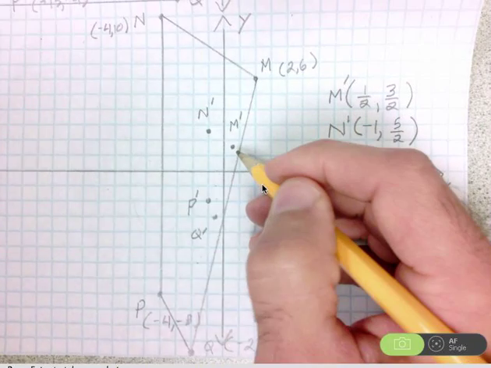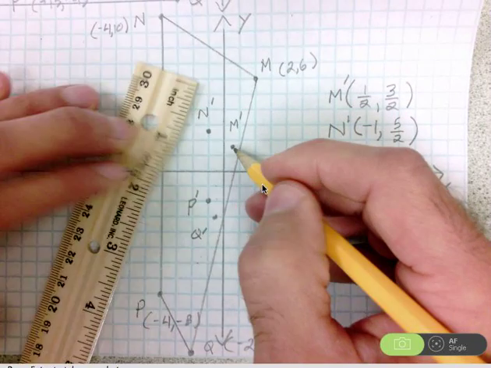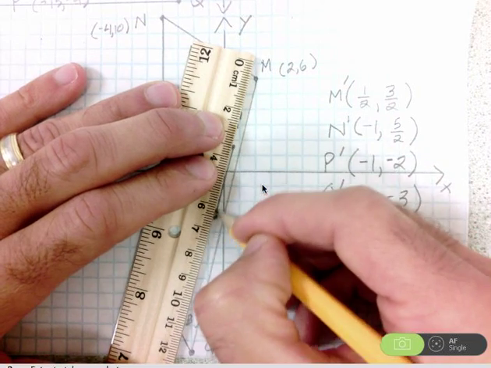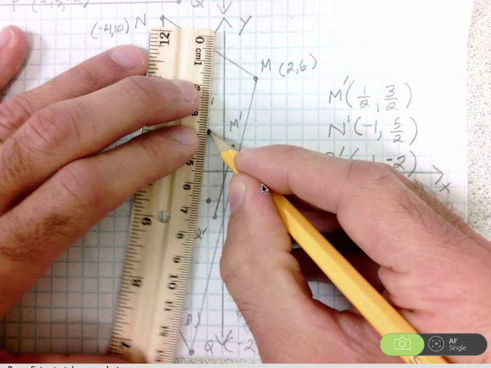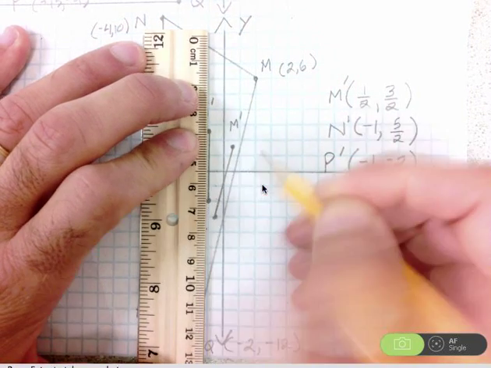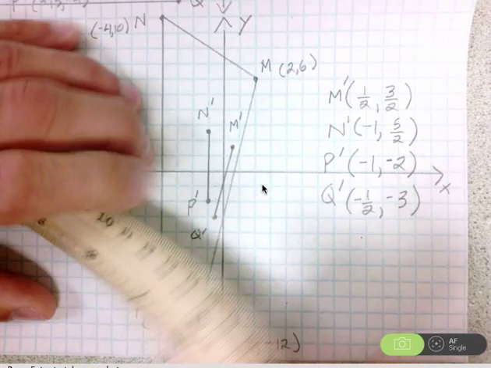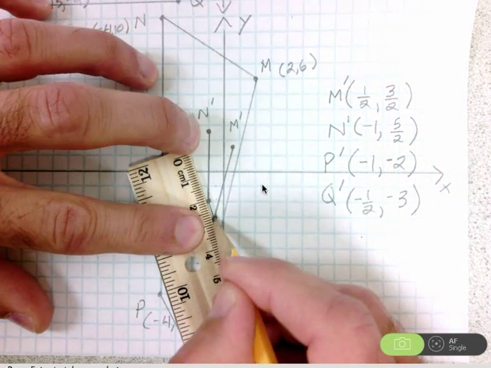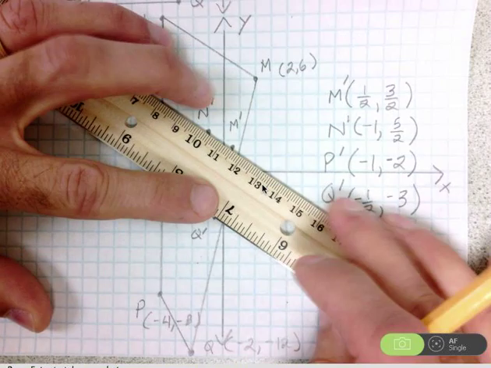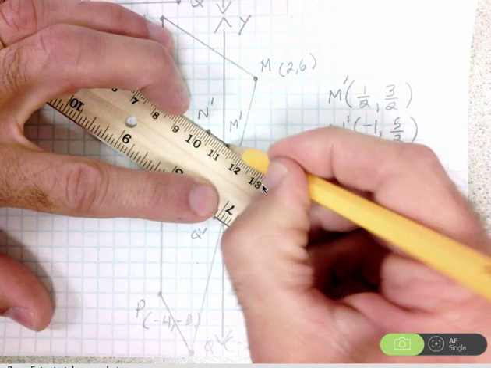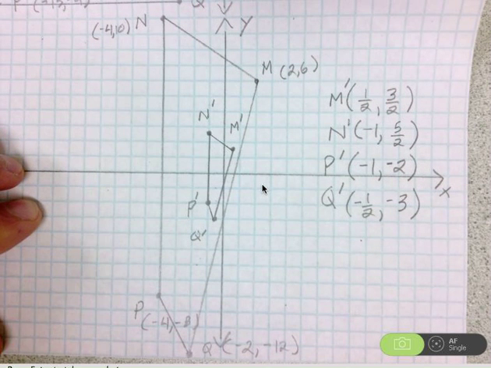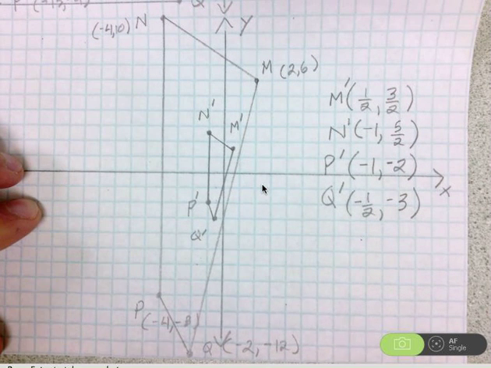So very carefully then, I can draw the sides of my quadrilateral, and I will have my reduction. And that just about does it. There you go. A reduction by a scale factor of 1/4.